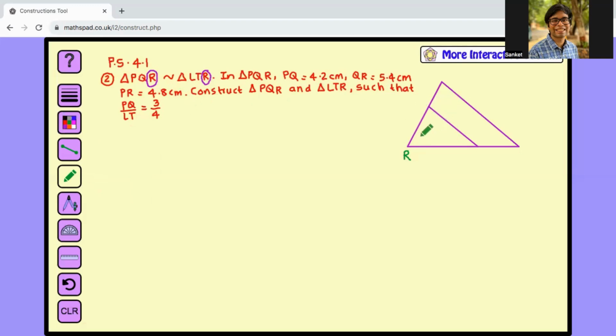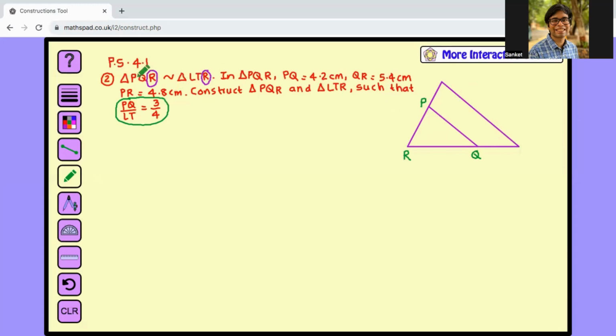Now I want to know as a second step, which triangle is the smaller triangle and which triangle is a bigger triangle. So for that, I'm going to look at this ratio. PQ upon LT is 3 upon 4. 3 is a smaller number, 4 is a bigger number. So I know that triangle PQR is the smaller triangle, triangle LTR is the bigger triangle. So let me label the smaller triangle as triangle PQR. While labeling the bigger triangle, I have to be mindful that the vertices are to be labeled correctly.